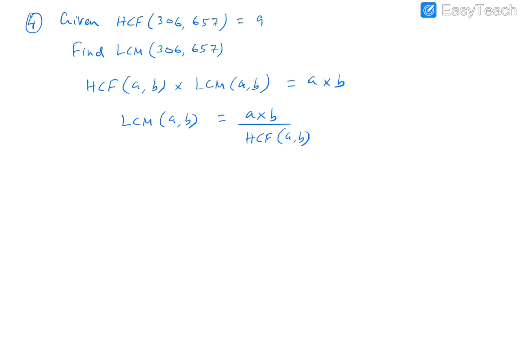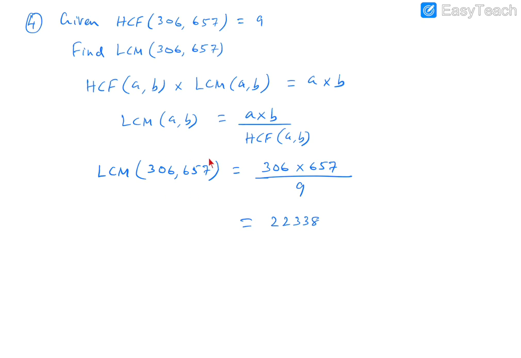So in place of A and B, we have 306 and 657. So LCM of 306 and 657 equals the product of the two numbers, 306 into 657, divided by the HCF. The HCF of these two numbers is given as 9. So this calculation will give us the LCM of these two numbers, and when you calculate this, we get 22,338. So the LCM of these two numbers is 22,338.